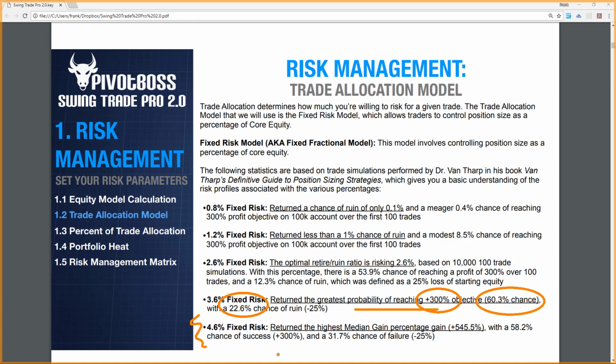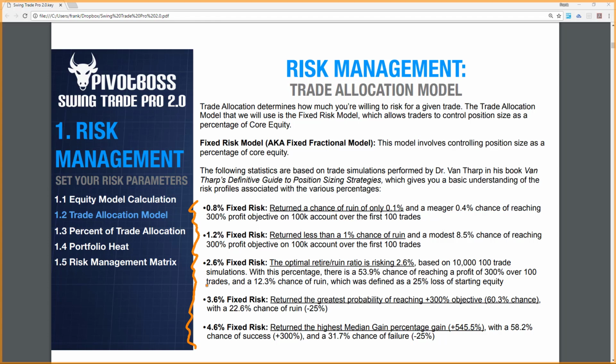Down here, 4.6% risk returned the highest median gain. So the highest median gain was 545% with a 58% chance of success. But look at the chance of failure, almost 1 in 3 chance of reaching a 25% drawdown. So I give you these stats to give you a framework, a basic understanding of the various risk profiles associated with the various percentages.